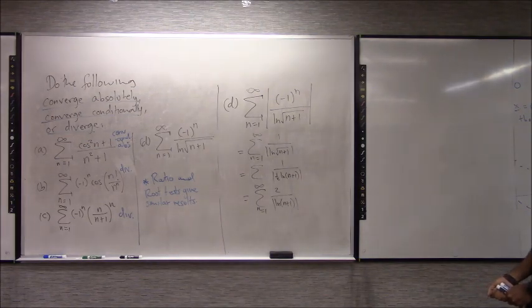Yeah. So ln of n plus 1 will always be greater than 1. No, I don't think that's true. Because when n is 1, you get log of 2. 2 is less than e. Log of e is where we hit 1. So I probably wouldn't think along those lines.